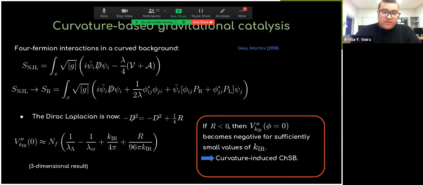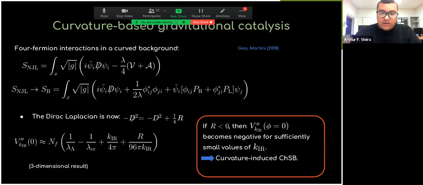And now the situation is a little different, because no matter what the relation between the quartic coupling and the critical value is, if the curvature is negative, then the second derivative of the potential can be negative for sufficiently small values of the cutoff scale. So if the curvature is negative, you can choose.